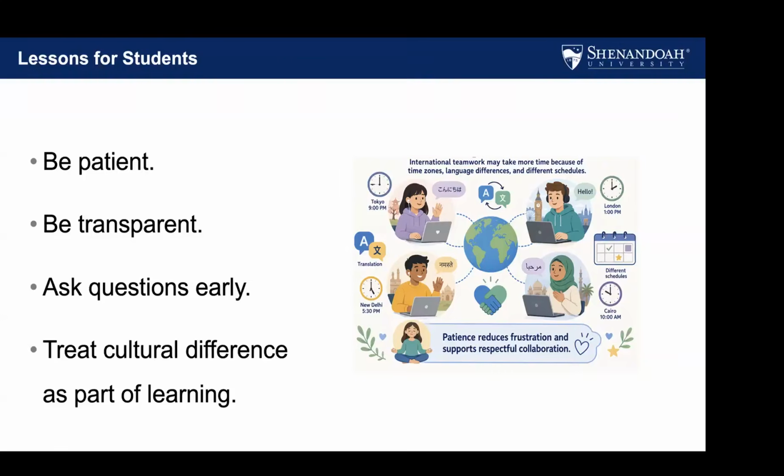Ask questions early. Students should ask for clarification as soon as they are unsure about tasks, tools, deadlines, or expectations. Early questions prevent mistakes and help the team move forward with confidence. And the last lesson will be treat cultural difference as part of learning. Students should view different communication styles, work habits, and perspectives as part of the COIL experience. This mindset helps the students grow professionally and become more prepared for global teamwork.